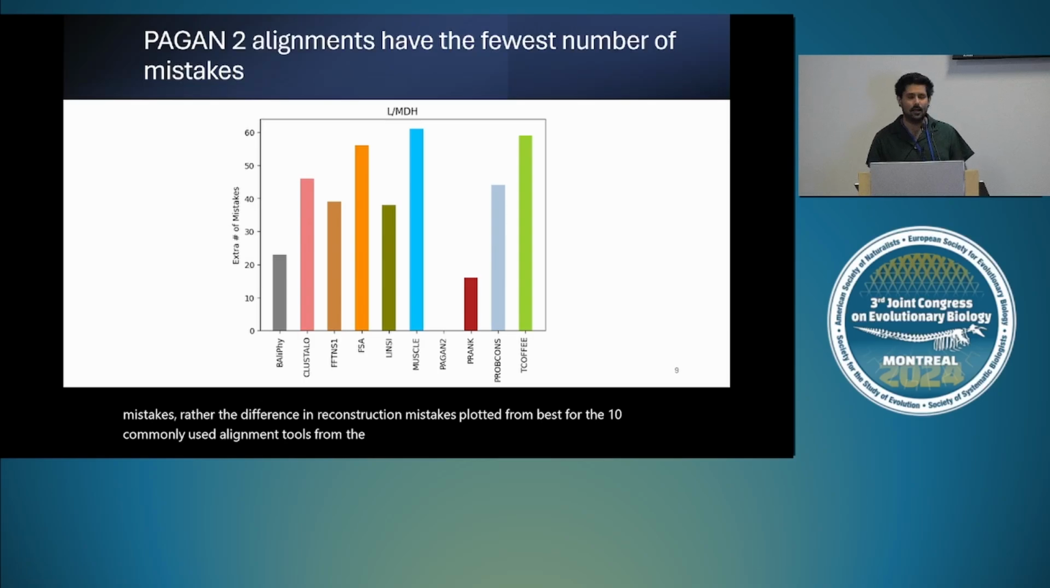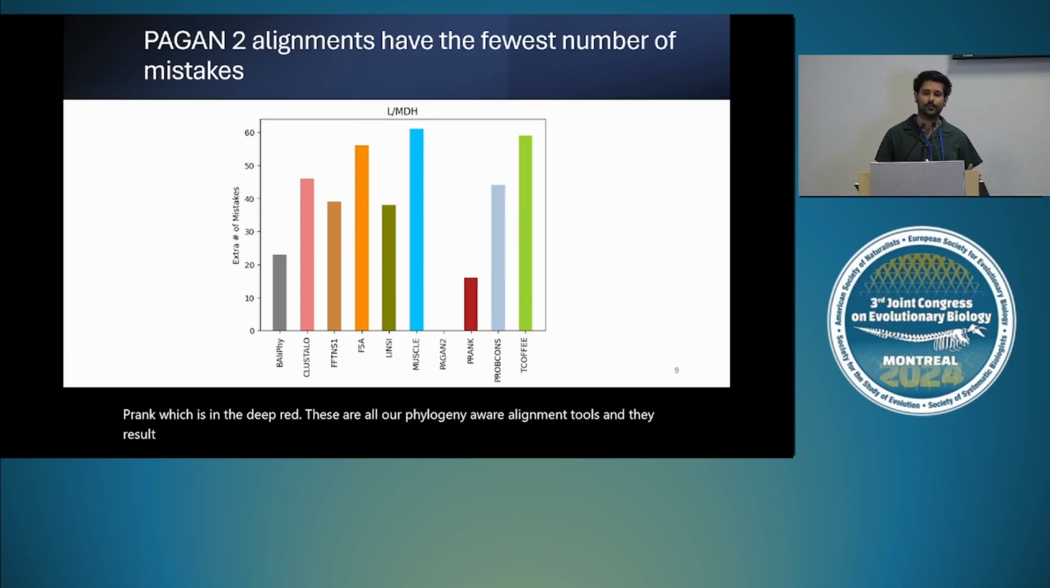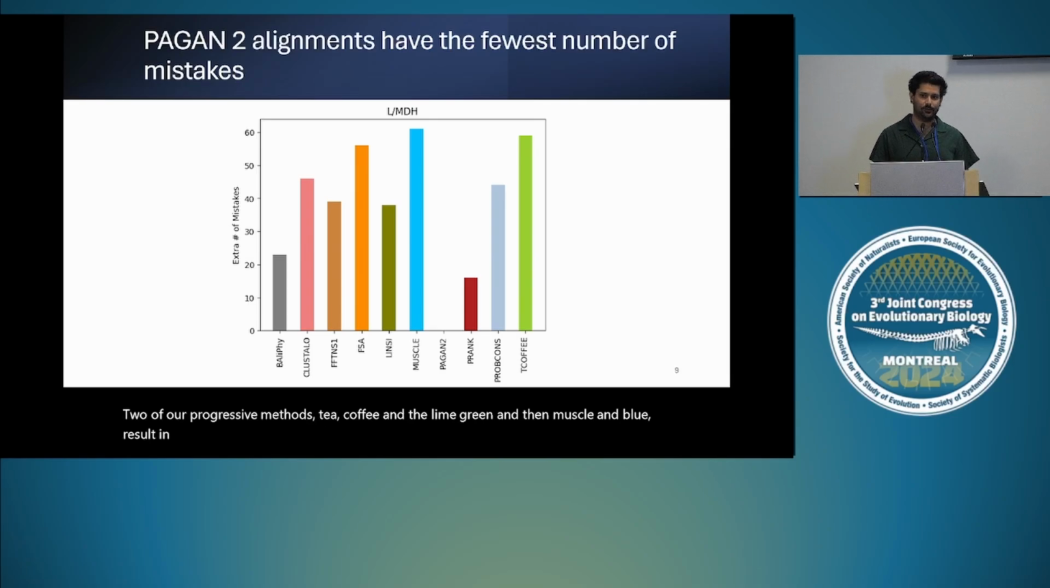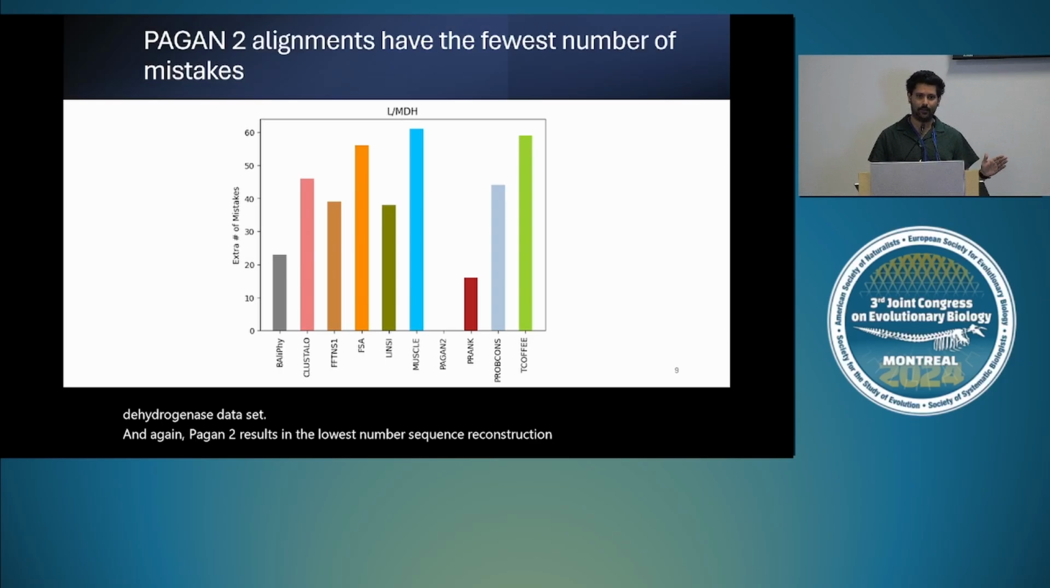The first thing we can notice here, if we focus on Bali-Phy, which is the gray bar, Pagan 2, which has no bar, and then Prank, which is in the deep red, these are all our phylogeny-aware alignment tools, and they result in the lowest number of sequence reconstruction mistakes. Two of our progressive methods, T-Coffee in the lime green and then MUSCLE in blue, result in the highest number of sequence reconstruction mistakes for this lactate and malate dehydrogenase data set. And again, Pagan 2 results in the lowest number of sequence reconstruction mistakes out of all of these alignment tools.